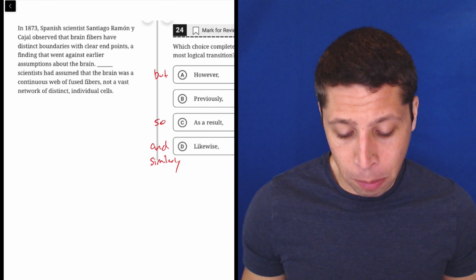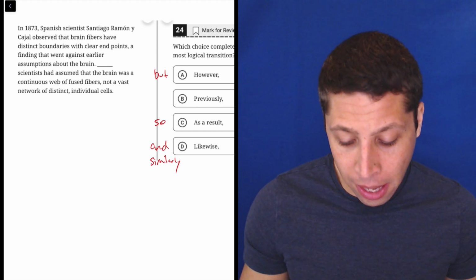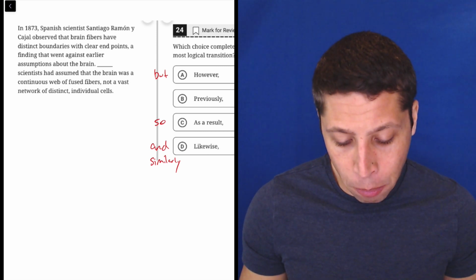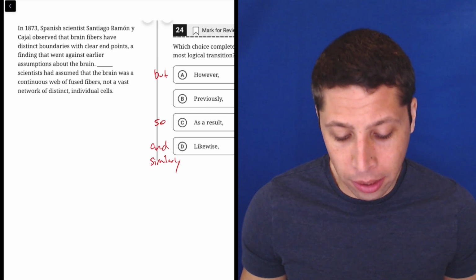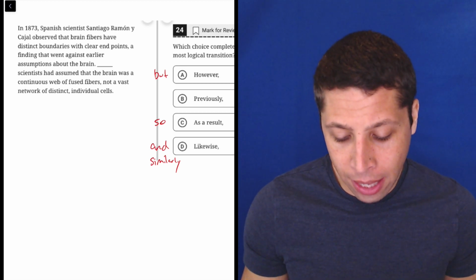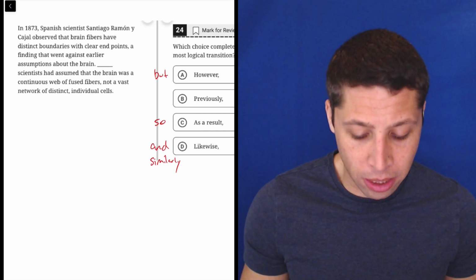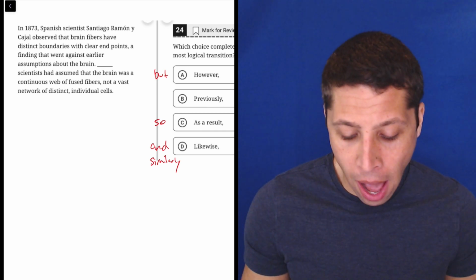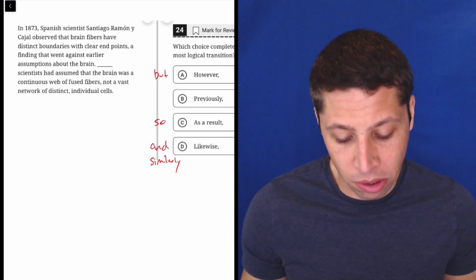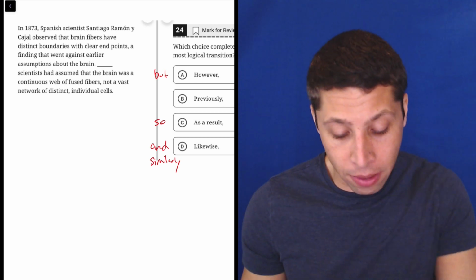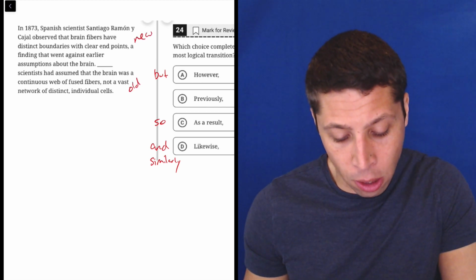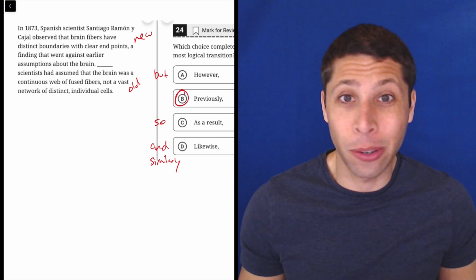In 1873, Spanish scientist Santiago Ramon y Cajal observed that brain fibers have distinct boundaries with clear endpoints, a finding that went against earlier assumptions about the brain. Scientists had assumed that the brain was a continuous web of fused fibers, not a vast network of distinct individual cells. So look, here we have the new idea and the old idea. So previously is a great fit.